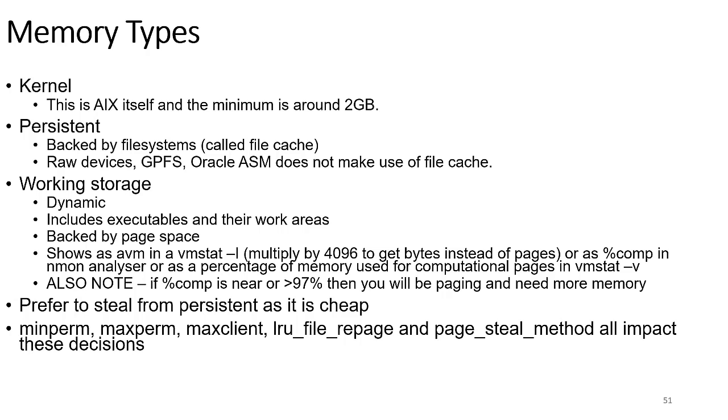You never want to steal from working storage if possible. Working storage is expensive because if I'm stealing from working storage, I have to page it out first to a page space before I can free that page to make it available. That's different to persistent storage where, because I read it in from a disk, as long as I haven't modified it, I can just take that page, and then if I need that page again, I can read it back in from disk. I don't have to write it out first. How the decisions are made about what to steal from and when, these are impacted by min perm, max client, lru file repage, and page steal method.